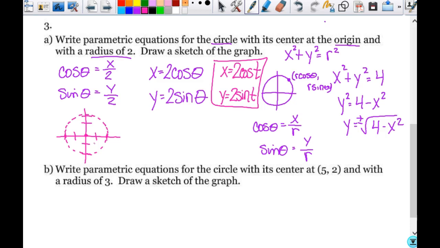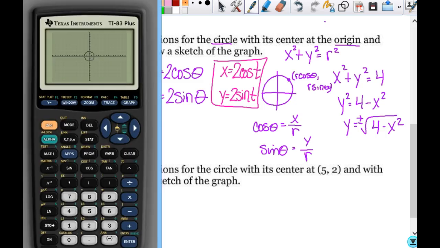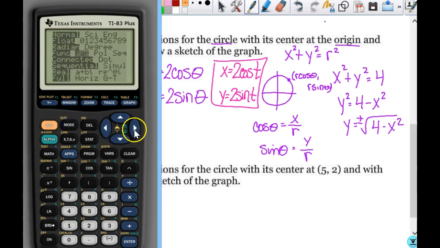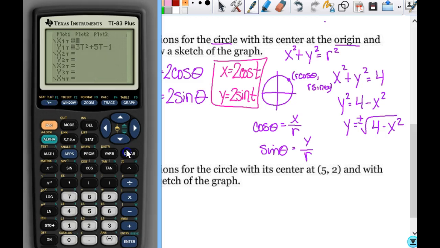But what I want to do now is graph it on the calculator parametrically. So we are going to go back to parametric mode. Bam. We're going to go to y equals, and we're going to clear those out. So our x is 2 cosine t, which really you're hitting the theta button anyway, and 2 sine t.